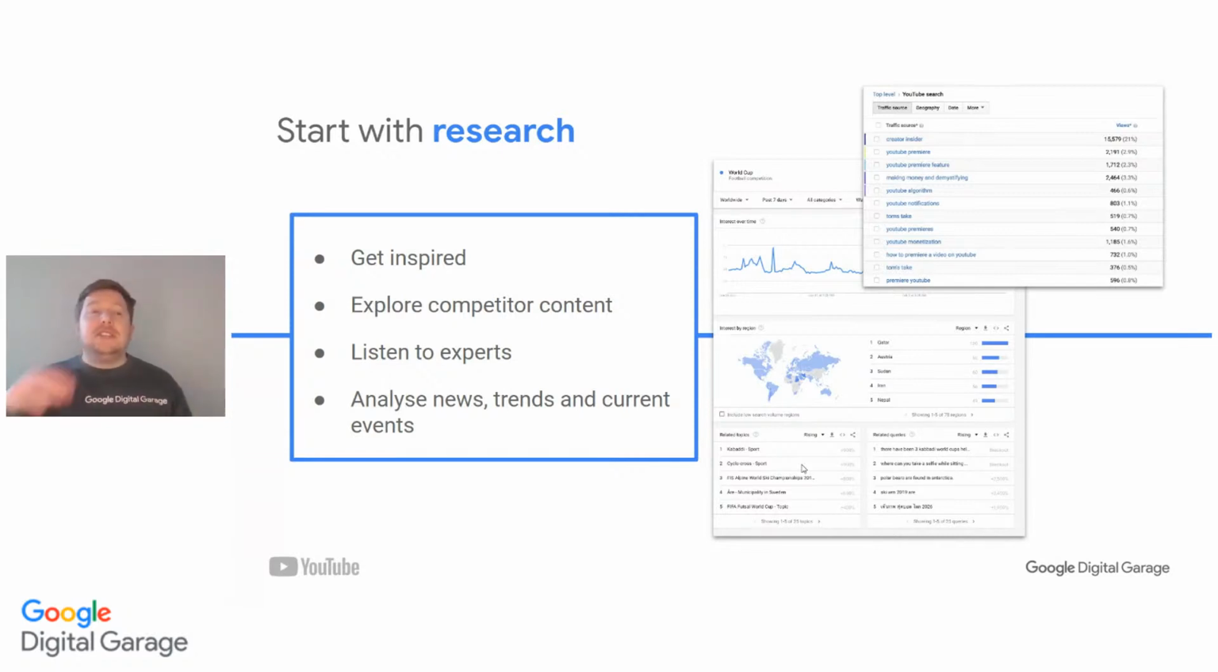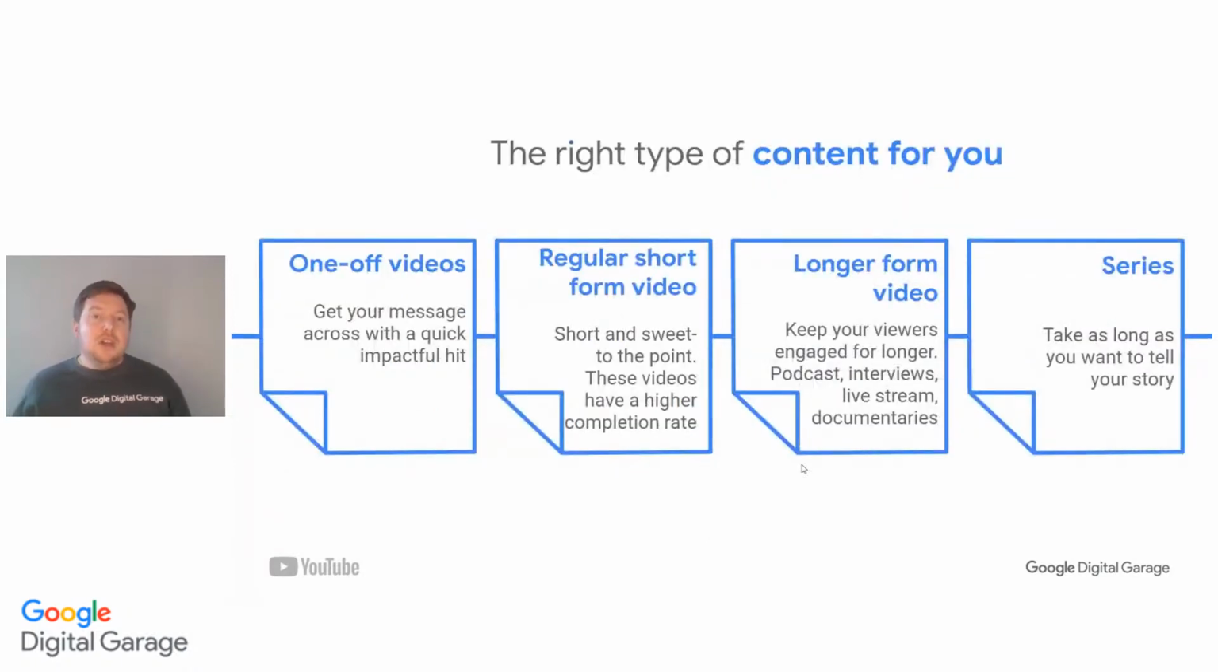But also research your competitors, because they would have done this in the first place, which can let you skip ahead much quicker than when they started, potentially with nothing and they didn't have competitors. So the right type of content for you, there is no correct content. Having a combination of these bits of content, to me, is personally how I would recommend having a look at this. So one-off content: get your message across with a quick, impactful hit.